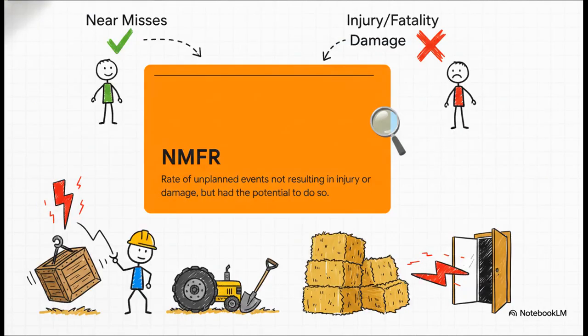Then we have the near-miss frequency rate, or NMFR. Think of this as your proactive indicator. A near miss is essentially an event where, honestly, you just got incredibly lucky. Picture a heavy crate falling and missing a worker by an inch. Nobody got hurt, nothing broke, but the hazard was very, very real. Tracking near misses lets a company fix those dangerous situations before they turn into a TRIR incident or a fatality.